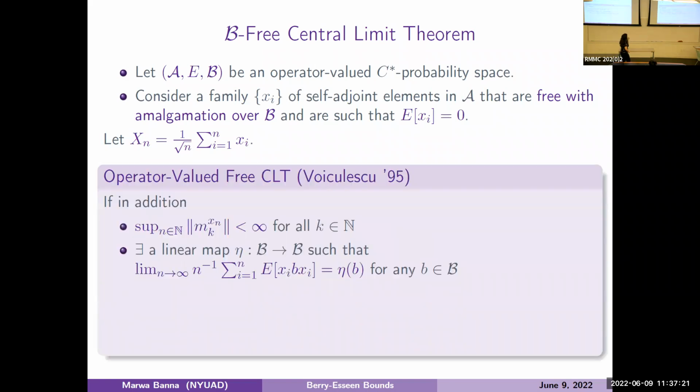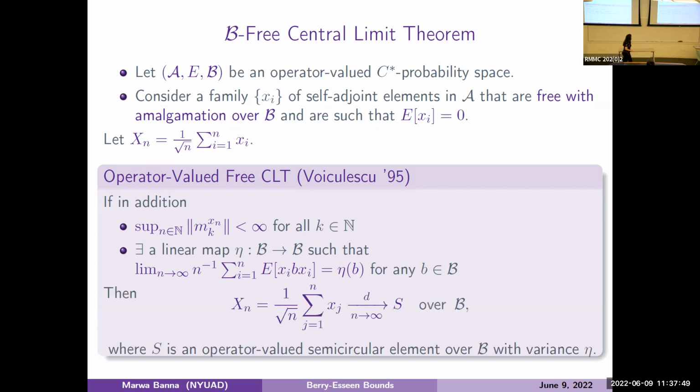So what Kolmogorov proved is the following. If we assume that all the operator valued moments of Xn are bounded in norm, and if we assume that 1 over n, the sum of the variance maps of each of the Xi's, converges to some eta, which is a linear map from B to B, then under these two conditions, Kolmogorov has proved that Xn converges in distribution over B to an operator valued semicircular element whose variance is given by the variance map eta.